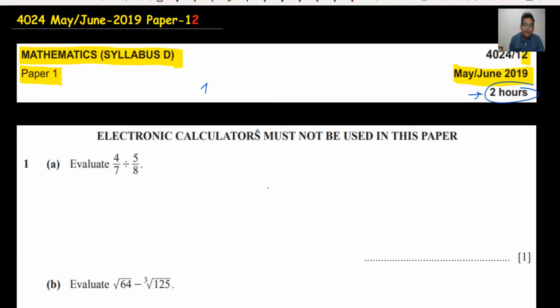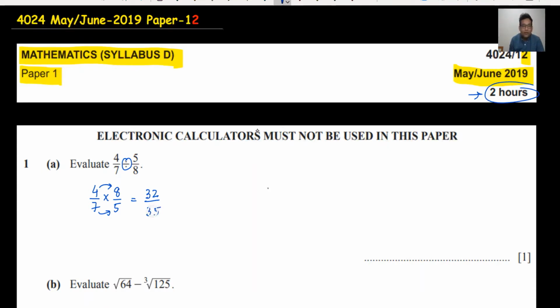Moving to the first part, 4 upon 7 is a proper fraction because the numerator is smaller than the denominator. When we convert this sign into multiplication, the 8 will move up and the 5 will move down, the reciprocal. If you can cancel, cancel 4 with 5 or 8 with 7. Otherwise, just multiply numerator with numerator and denominator with denominator. So it's 8 times 4 is 32, divided by 5 times 7 is 35.